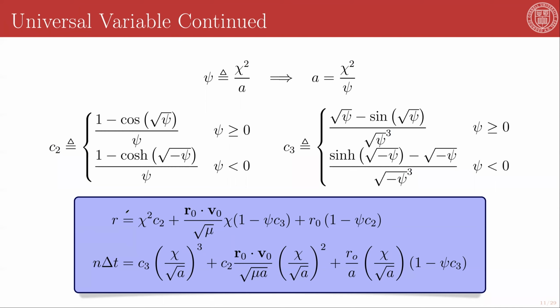And they allow us to write the orbital radius at any time as a function of chi, and the propagation, n delta t, as a function of chi and the initial conditions.